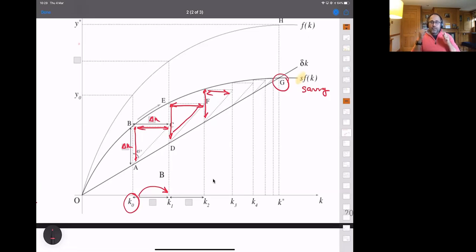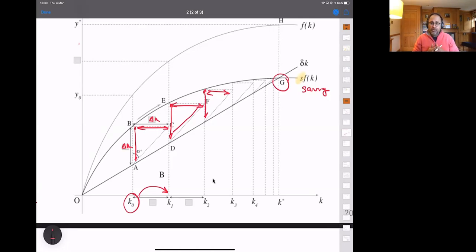And the closer it gets to G, the smaller the growth. And why is this happening? This is happening entirely because of diminishing returns to capital. Because capital at the margin is less productive, as the economy accumulates more and more capital, there's less and less left over to add to the capital stock. So the rate at which capital stock grows decreases as you reach the point G.